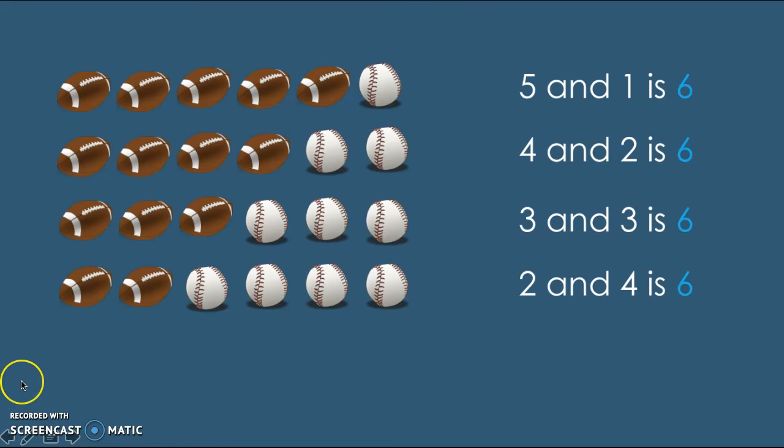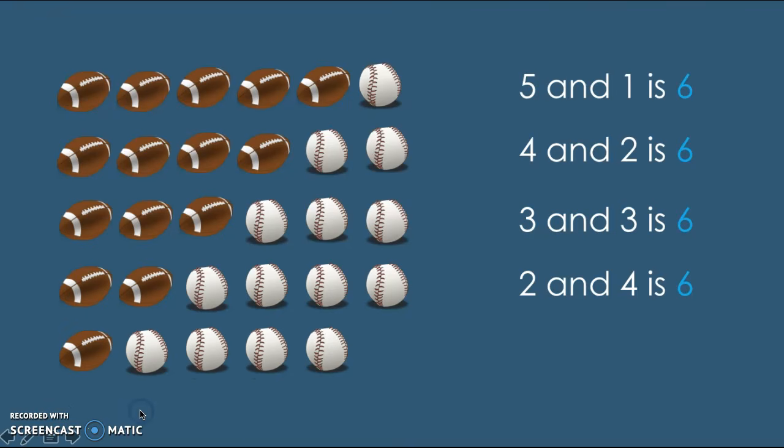Let's keep going. What if I only start with 1 football? Oh man, take a guess. How many baseballs do you think I'll need to add to get to 6 balls? What did you say? Did you say 5? Let's see. 1, 2, 3, 4, 5. Yeah, you were right. 5 balls. What sentence could I say? 1 and 5 is 6.